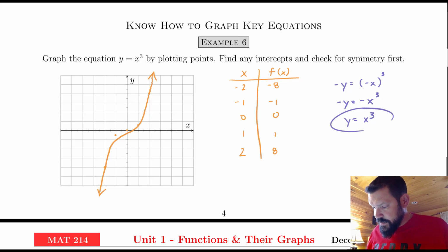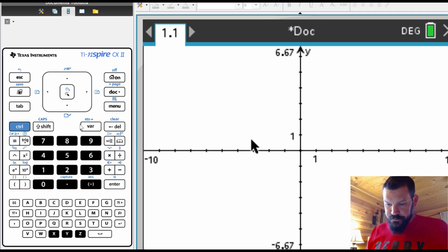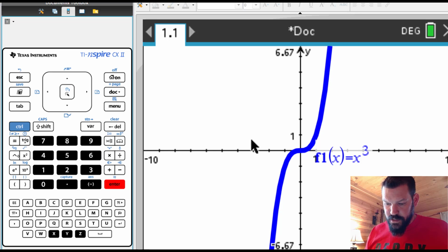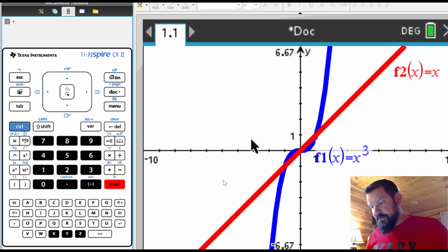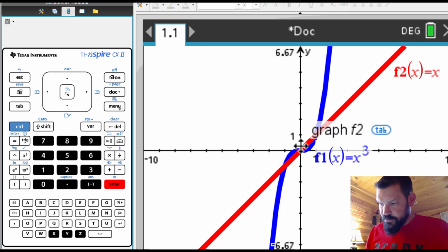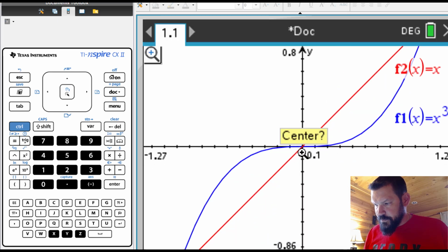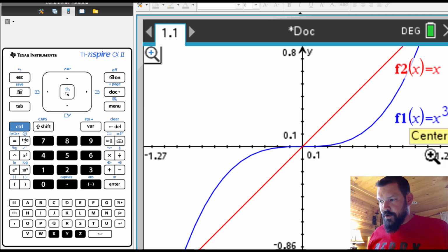So we do have origin symmetry, and I'm going to go ahead and pull the calculator up and verify that again. So let's go ahead and graph x cubed. And then if I graph the line y equals x, okay, that graph ends up being a mirror image. Zoom in a little bit so we can see that a little bit better. Okay, there you can kind of see that. So that graph, if we folded it over the origin, you would see that it is a mirror image. So this does have origin symmetry, but it doesn't have y-axis or x-axis symmetry.